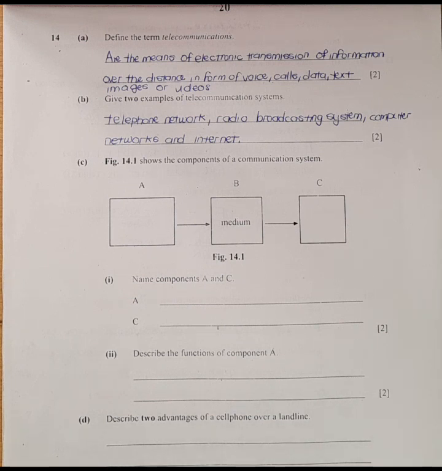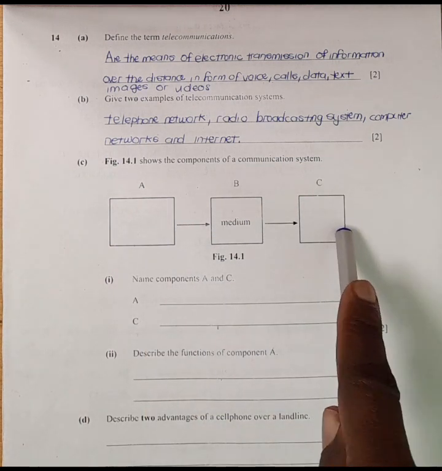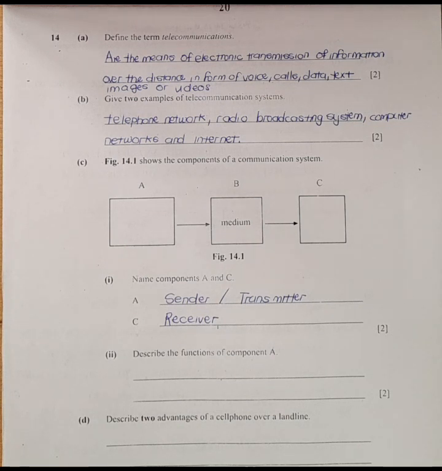Fig 14.1 shows the components of a communication system. Name the components A and C. So on A, we are having a sender or a transmitter, and then on C, we are having the receiver. And then on part 2, we are supposed to describe the functions of component A, which is the sender. So the sender creates the information, takes the information and converts it to a signal.